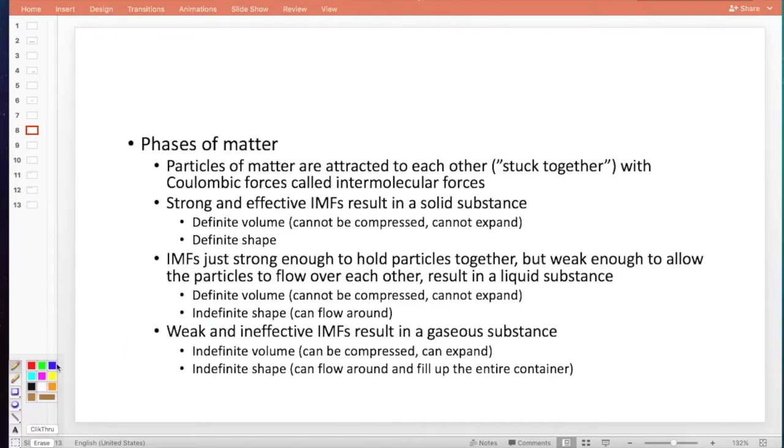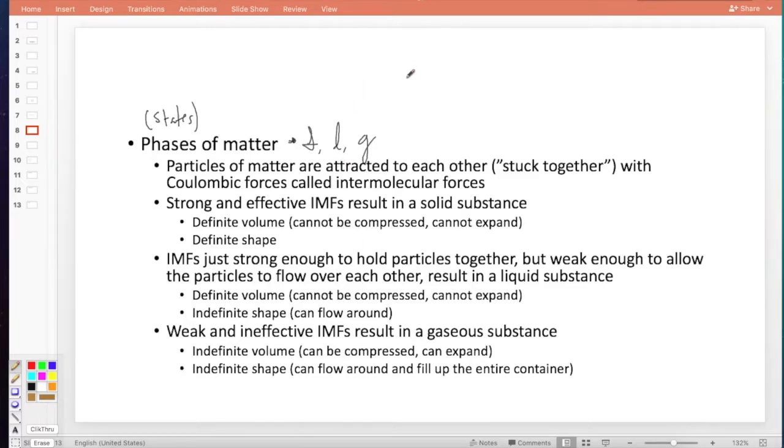Sorry for the wall of text here, but I'm trying to throw all this information at you pretty quickly. Phases of matter, this is sometimes called states of matter. We're talking basically here solids, liquids, and gases. I hope that you guys are already familiar with this idea, that the particles in these types of substances, in these phases, are arranged differently.